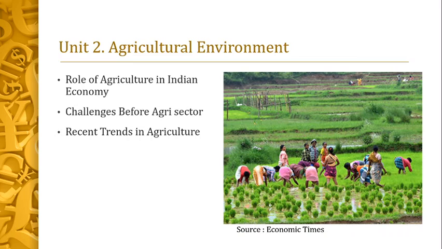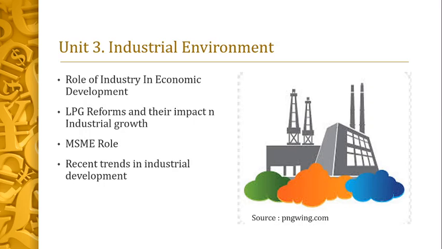So let's move towards unit third. Unit third is the industrial environment. The industrial environment is comprised of some industry, the industry which is dependent upon the agriculture sector, and the industry which is linked to the service sector. These are all the industrial environments.